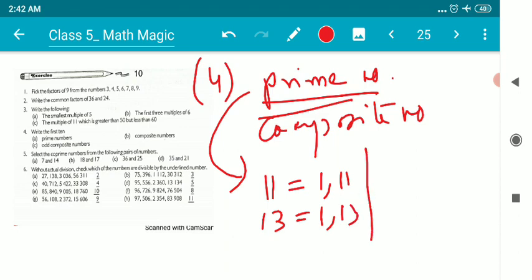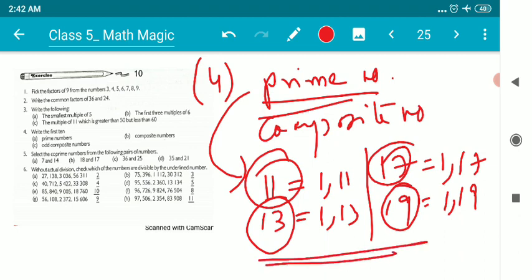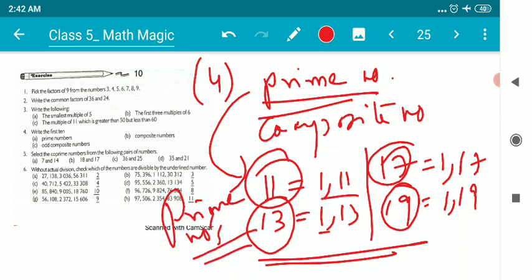The next number is, suppose I'm saying 17. 17 has only two factors, 1 and 17 itself. Suppose I'm saying the number 19. 19 has only two factors, 1 and 19. So children, all these numbers, 11, 13, 17, 19, and more, are called prime numbers. They are called prime numbers because they have only two factors, 1 and itself.